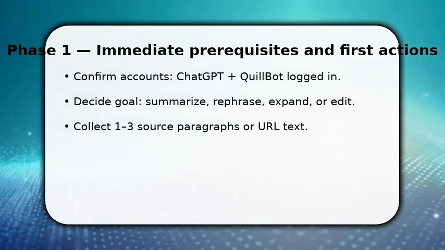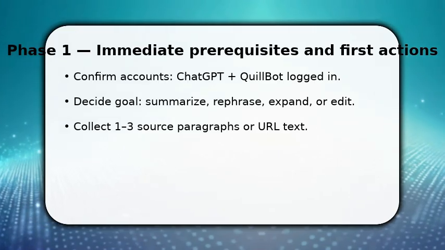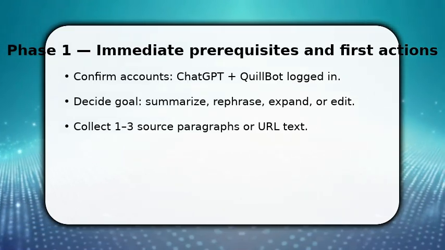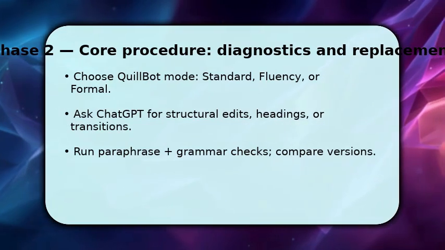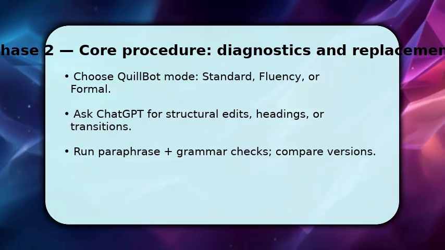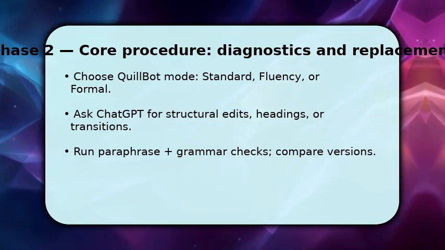Then copy ChatGPT's output directly into Quillbot, selecting the mode you need. This immediate loop gets you a human-ready version fast. Once you have a draft, alternate tools deliberately. Use Quillbot to paraphrase and fix grammar, and use ChatGPT to reorganize or add clarity.